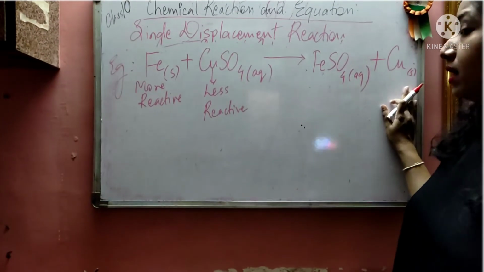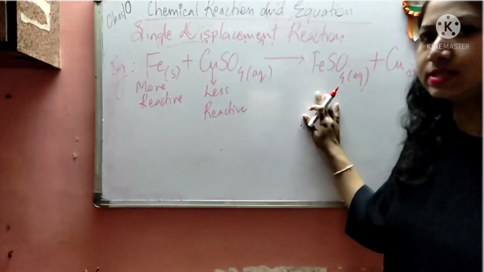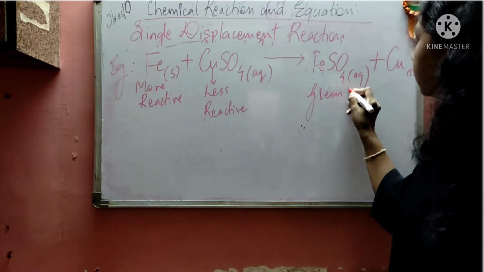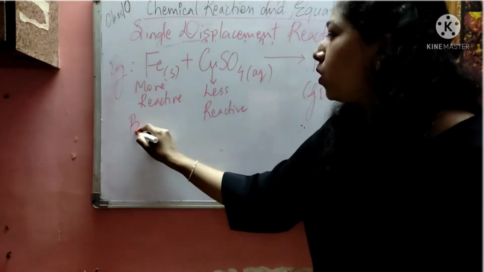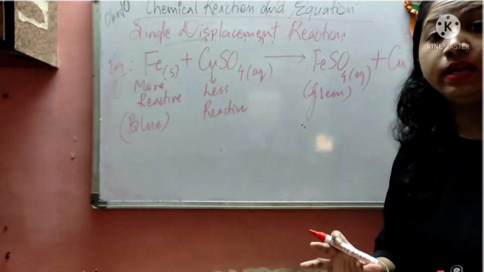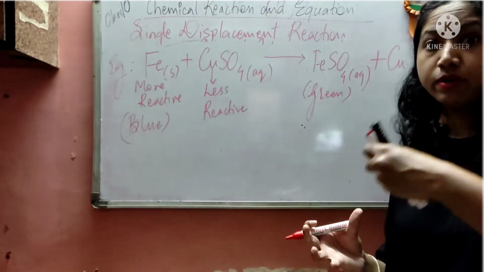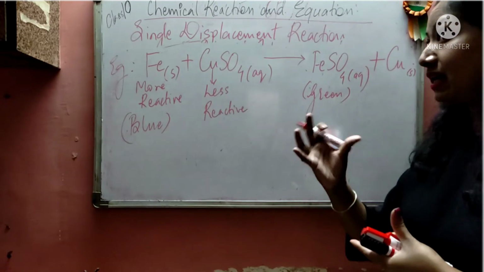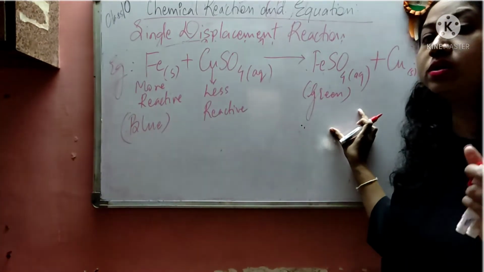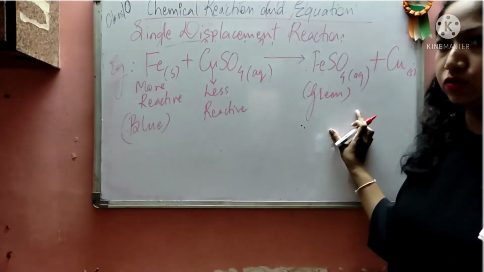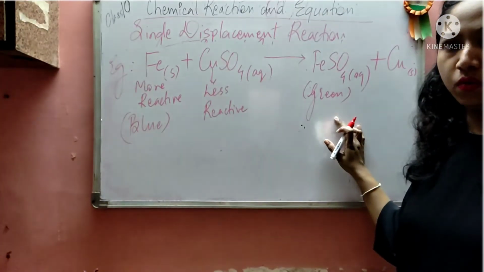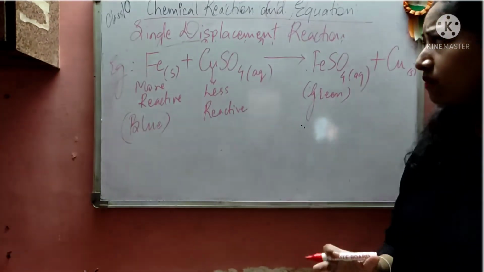FeSO4 and Cu. FeSO4 is nothing but ferrous sulfate, which is green in color. So the solution earlier was blue. It has turned into green because iron has removed copper and taken its place. So the ferrous sulfate solution is formed, and hence there is a change in the color, which is green. Fine.